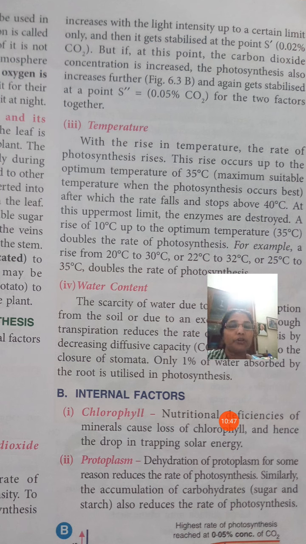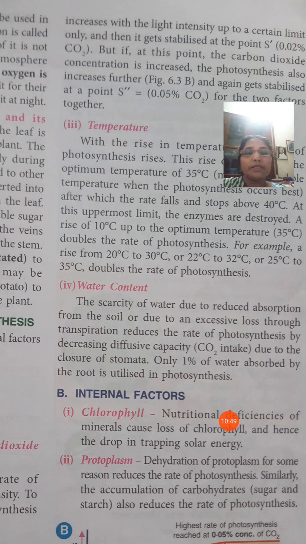Then again, you know that water content is also affecting the rate of photosynthesis. If the water is not enough, photosynthesis cannot be done by the plants. Only 1% of the water absorbed by the root is utilized in photosynthesis. If the water level is reduced much, the plant cannot do photosynthesis. Then internal factors are also there.